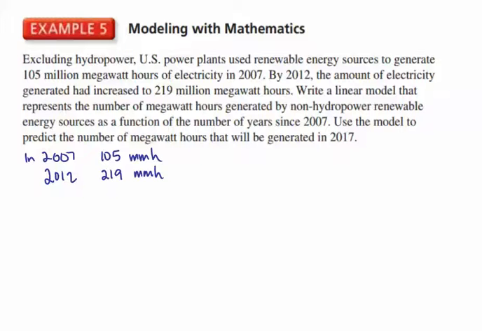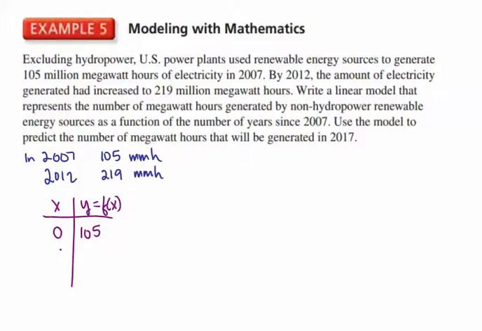So I'm just going to make a quick table here. And instead of using years, we're going to call this X, and we can say the other one is Y, or we can say f of x. Either one is fine. Instead of using 2007, we want the number of years since 2007. And since 2007 is 0 years since 2007, our x coordinate is going to be 0, y will be 105.